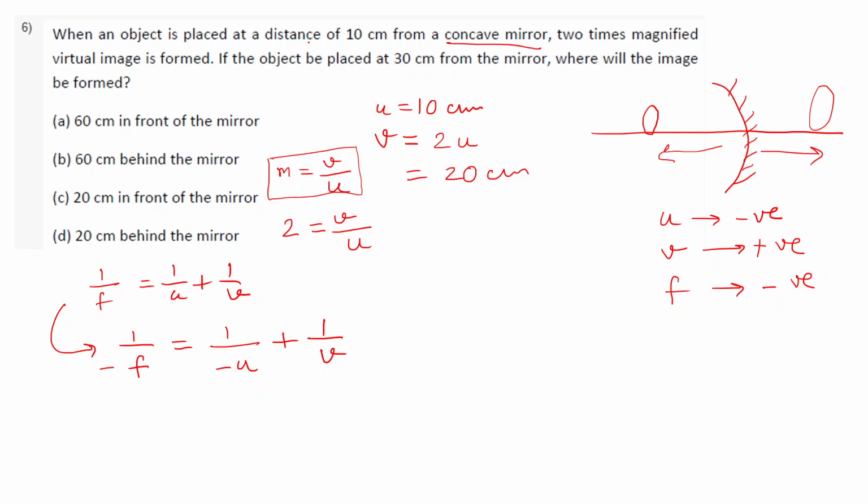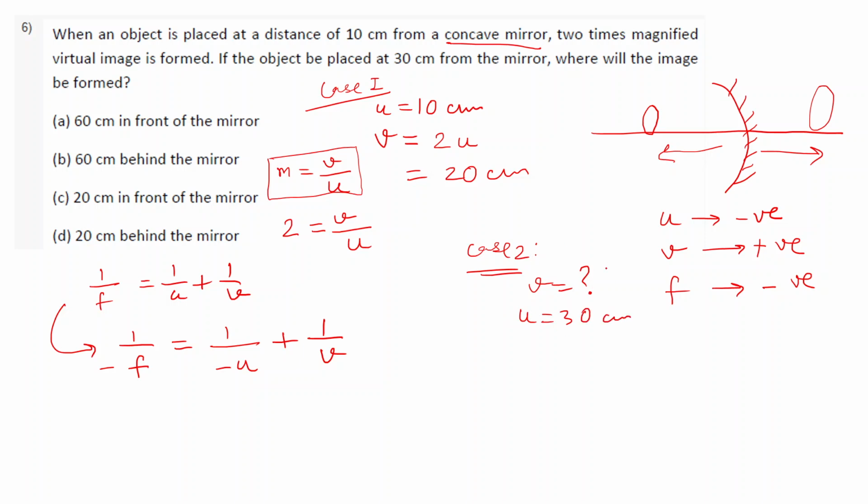the question is, when an object is placed at a distance of 10 centimeter, a 2 times magnified virtual image is formed. If the object is placed at 30 centimeter, where will the image be formed? Okay, so there are two cases here. For case 1, the object distance is at 10 centimeter and image is formed at 20 centimeter. We need to find out actually case 2, that where will be the image formed if the object is placed at 30 centimeter.